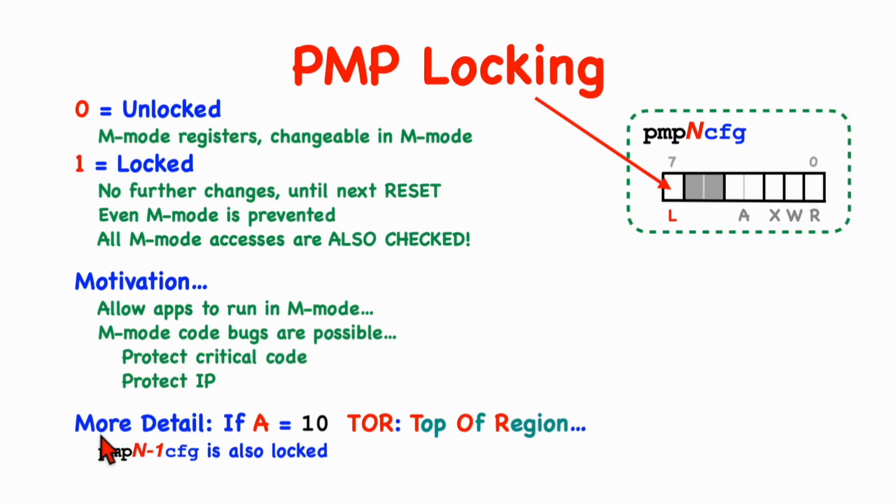So let me mention one other small detail. Locking some particular configuration byte prevents changes to that configuration byte as well as to the associated address register. But if one configuration register specifies a region using the top of region code, then the previous address register, which contains the starting address of that region, also becomes critical. So in this situation, locking such a configuration byte has the side effect of also locking the previous configuration byte.